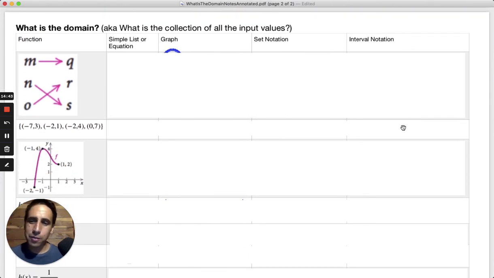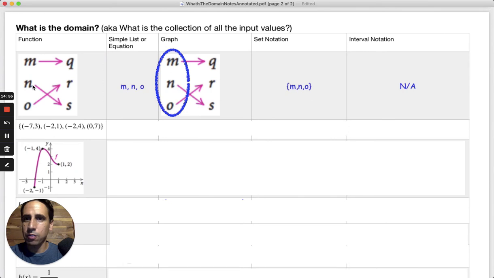So now that we've talked about different ways of expressing answers, let's actually ask the question, what is the domain? What is the collection of all the input values? And let's start off with a function here that is graphically stated.